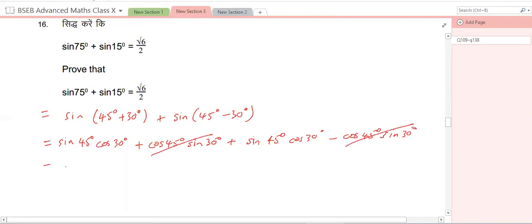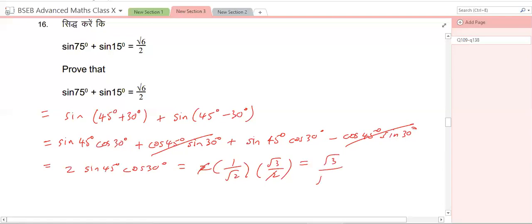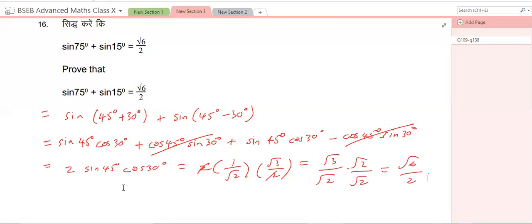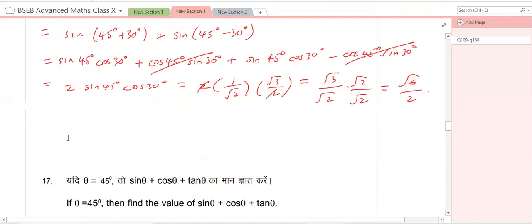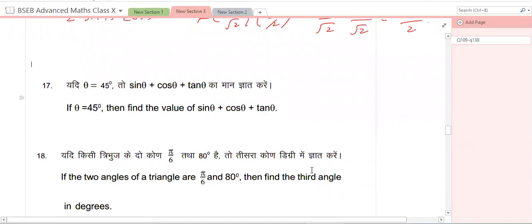We are left with 2 sine 45 cos 30 degrees. What is sine of 45 degrees? 1 over root 2. Cos of 30 is root 3 over 2. You can see 2 is cancelling out, which is equal to root 3 over root 2 times root 2 over root 2, getting square root of 6 over 2. And we can see sine 75 plus sine 15 degrees is equal to square root of 6 over 2, which is correct.